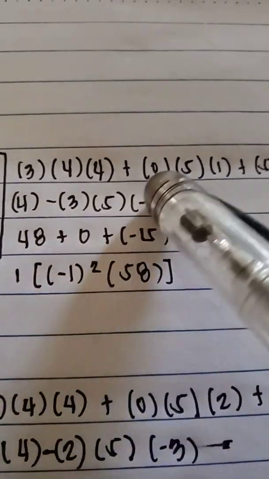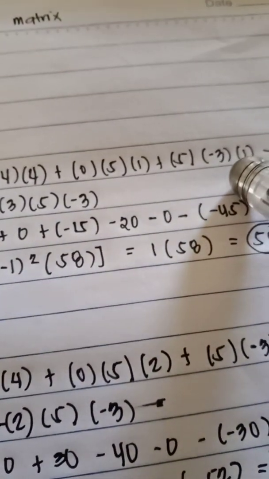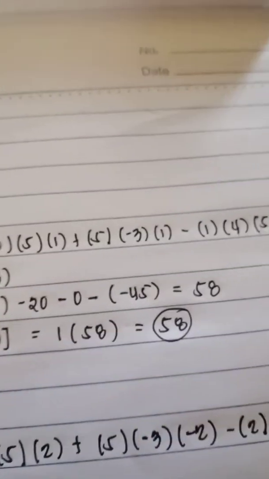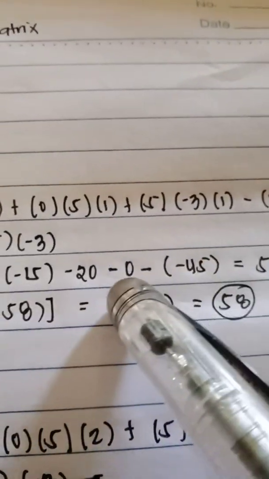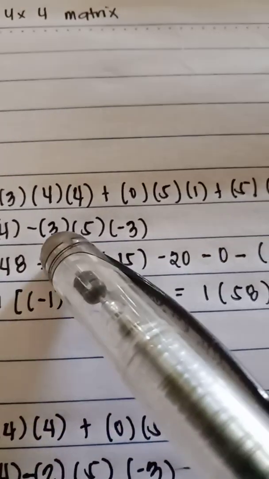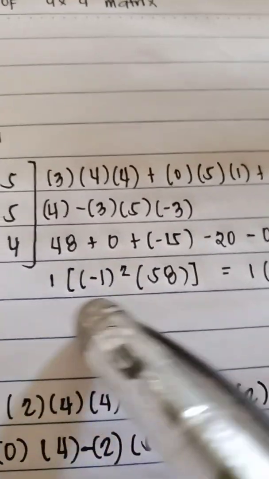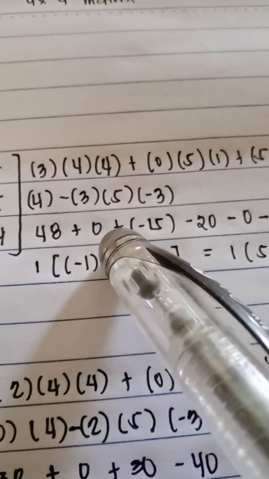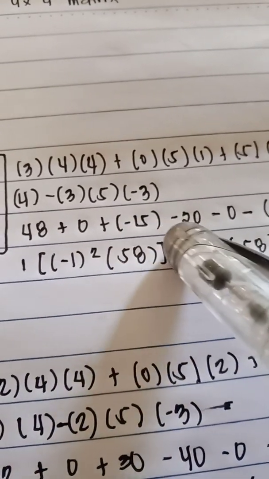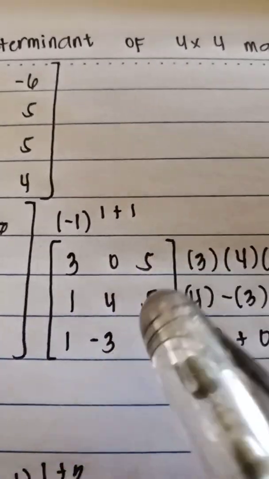So 3 times 4 times 4 is equals to 48. 0 times 5 times 1 is equals to 0. 5 times negative 3 times 1 is equals to negative 15. 1 times 4 times 5 is equals to 20. 1 times 0 times 4 is equals to 0. 3 times 5 times negative 3 is equals to negative 45. So 48 plus 0 plus negative 15 minus 20 minus 0 minus negative 45 is equals to 58. So 58 is the determinant for this matrix.